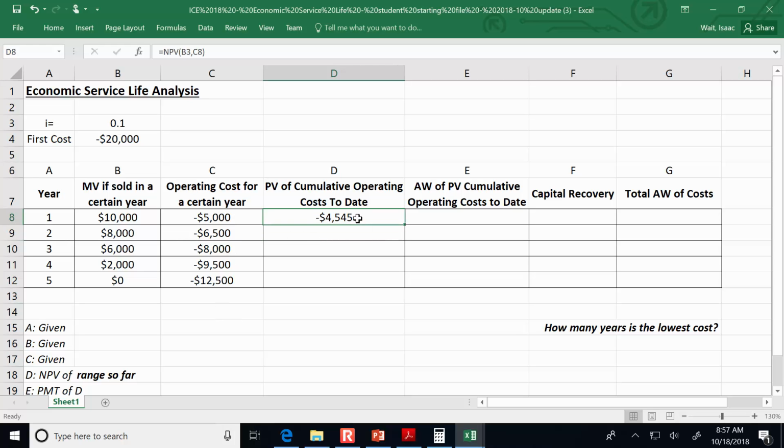I can't drag the formula down. I have to type it in again. NPV, and the rate will be 10%. And this time, the values are the 5,000 and the 6,500. Because what I'm doing is I'm saying if I keep it for 2 years, then I will have experienced the operating costs from the first year and the operating costs from the second year. So each row is talking about what if you keep it that number of years. So the third row, NPV at 10% interest and 3 years worth of operating costs, and so on.